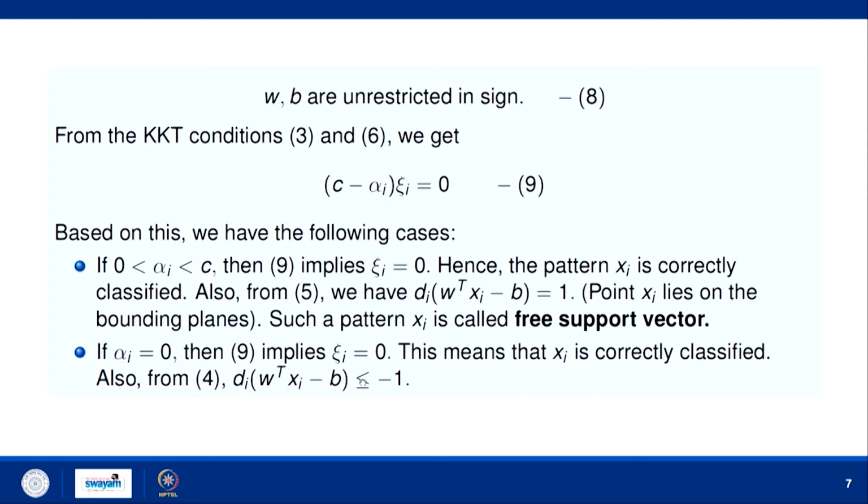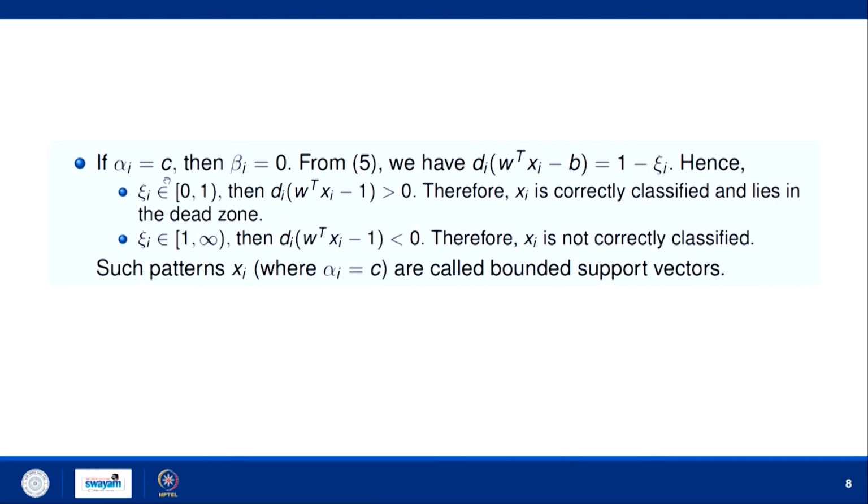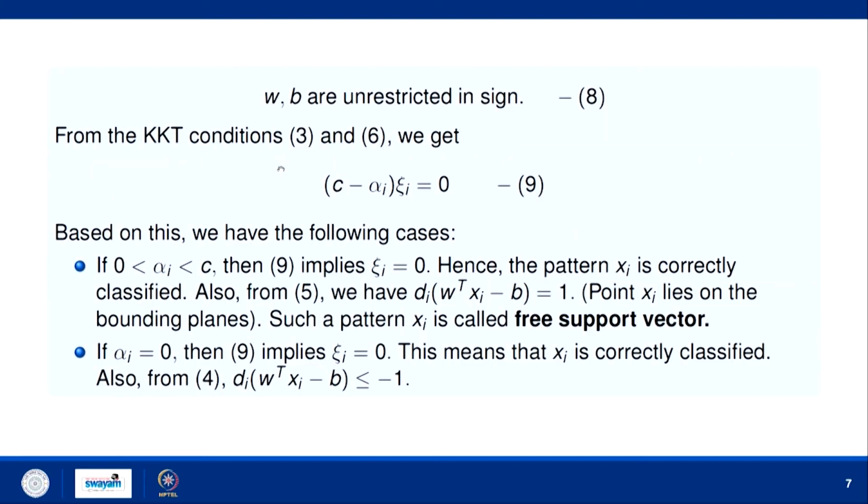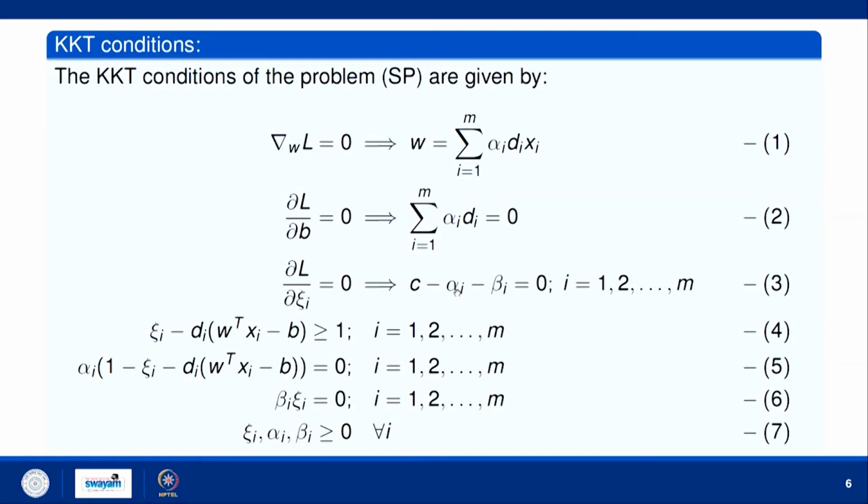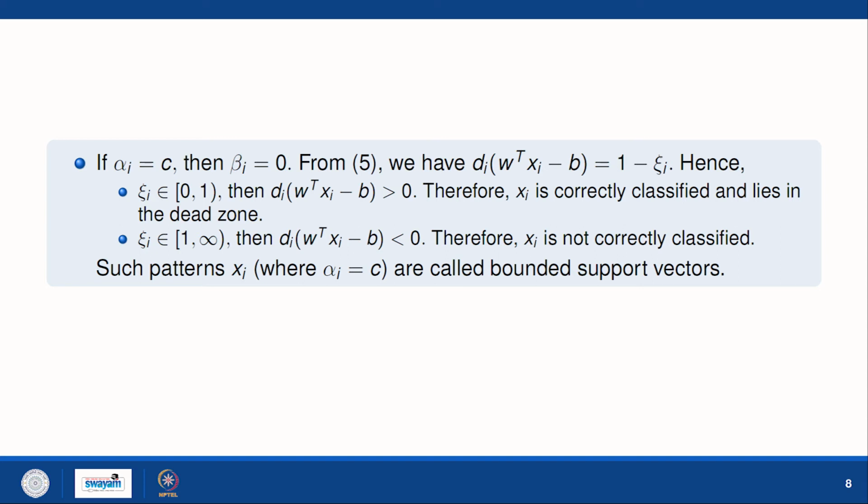Now, the third case left is when alpha is C itself. It may be C also, but it cannot be more than C. If alpha equals C, then we have two cases based on xi I. If alpha equals C, then beta will be 0. From this equation you can see that beta I will be 0. And from equation 5, alpha I is C, which is non-zero, so this expression is nothing but 1 minus xi I.